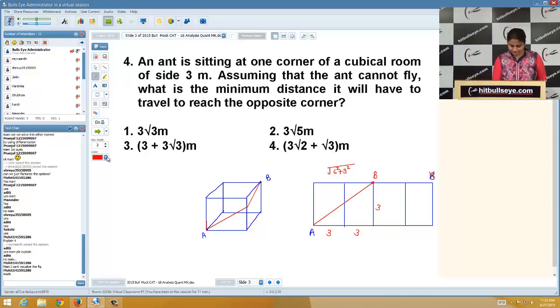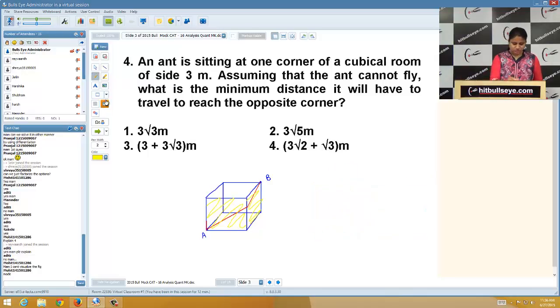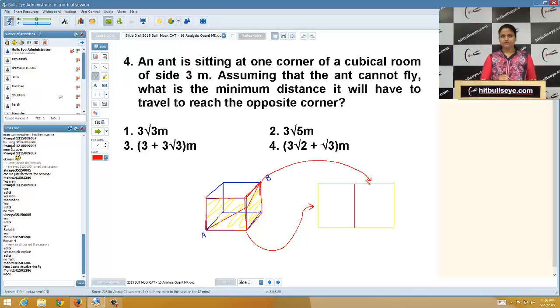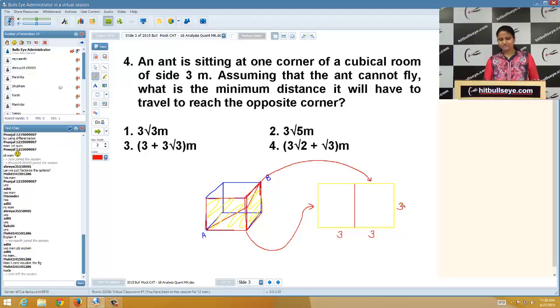Okay, see what is the thing. I have taken these 2 faces, the front face and the side face, on which the ant is moving. I have unfolded them. So if we take these 2 faces and unfold them, this is my one face that is corresponding to this first face. This is my second face containing B point, corresponding to this second face. I have unfolded them, so it will be a rectangle with 6 length and 3 width.